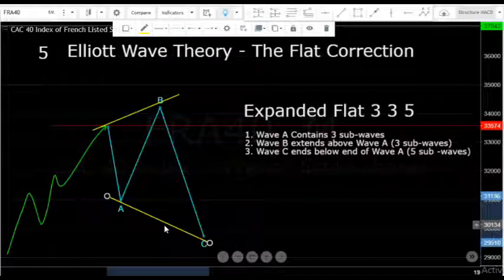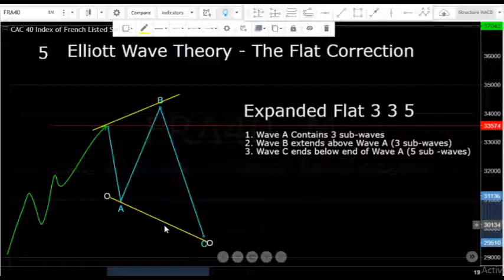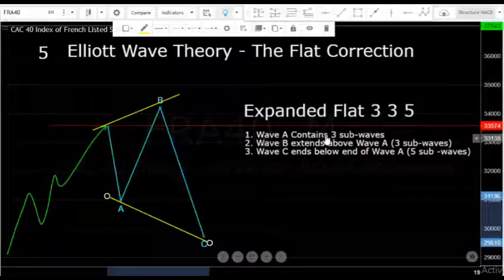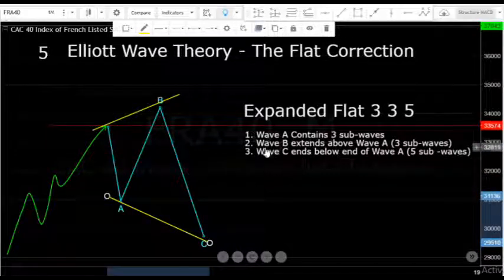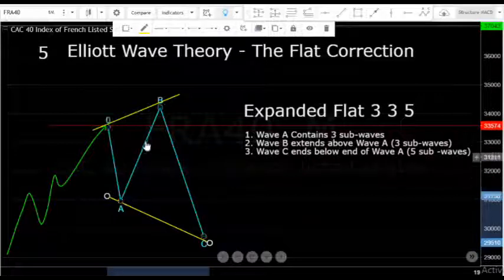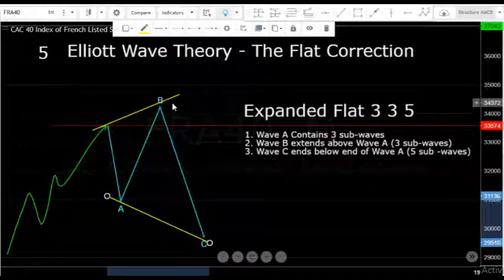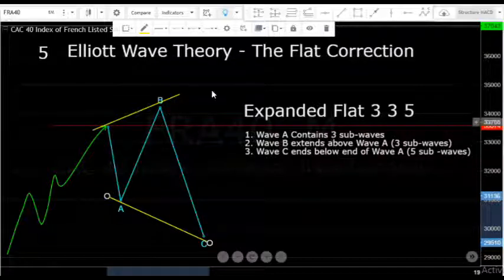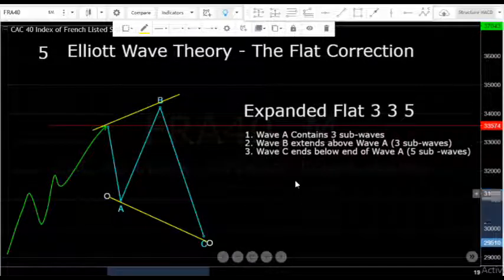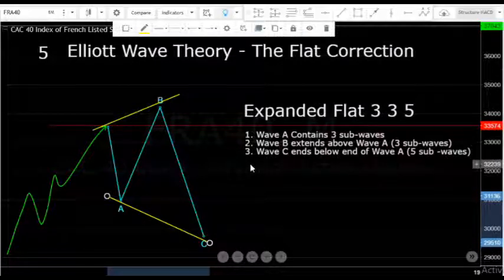Now, we spoke about this earlier when we were talking about impulses and how to count the waves. So here we have it. Wave A contains 3 subwaves, as we find in all flat corrections. Wave B extends above A, but it's 3 waves going up. If it was 5 waves going up, we wouldn't be looking at a correction, we would be looking at an impulse, which would tell us that the chances are that our trend's continuing. And then we have a C wave, which extends below the end of A, expanded flat. Okay, let's go on to the next one.